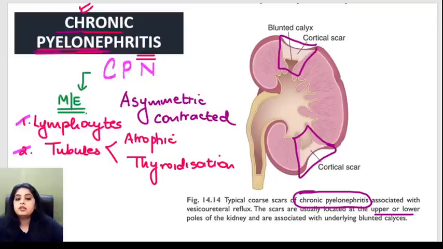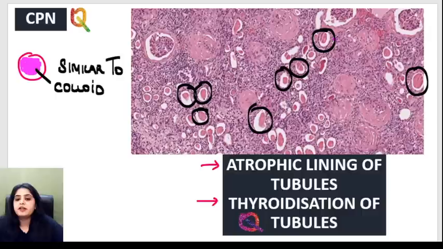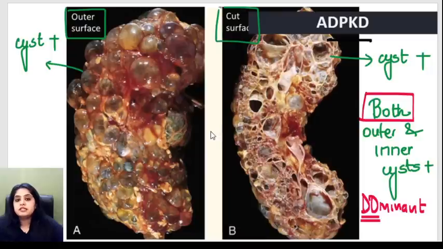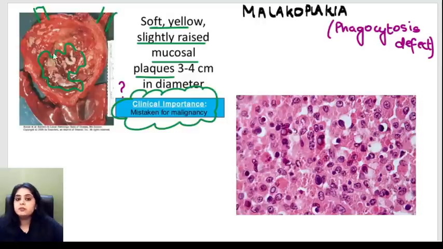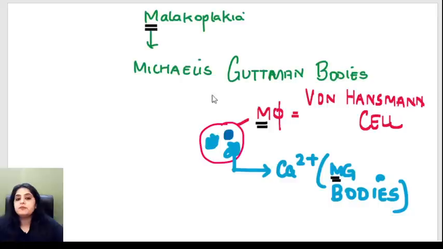Then when we go on to chronic pyelonephritis, we see asymmetric scarring, and microscopically the most famous finding is thyroidization of the tubules. Then when we are talking about polycystic kidney disease, outer and inner surface showing cysts is autosomal dominant. Only the inner surface showing me cysts becomes autosomal recessive. Moving from the kidney, going into the urinary bladder, when you see yellowish plaques, it is a case of malakoplakia, can be mistaken for malignancy. It shows you the presence of M for Michaelis-Guttman bodies. These are made up of calcium. They are eaten up by macrophage, and macrophage is known as the von Hansmann cell.